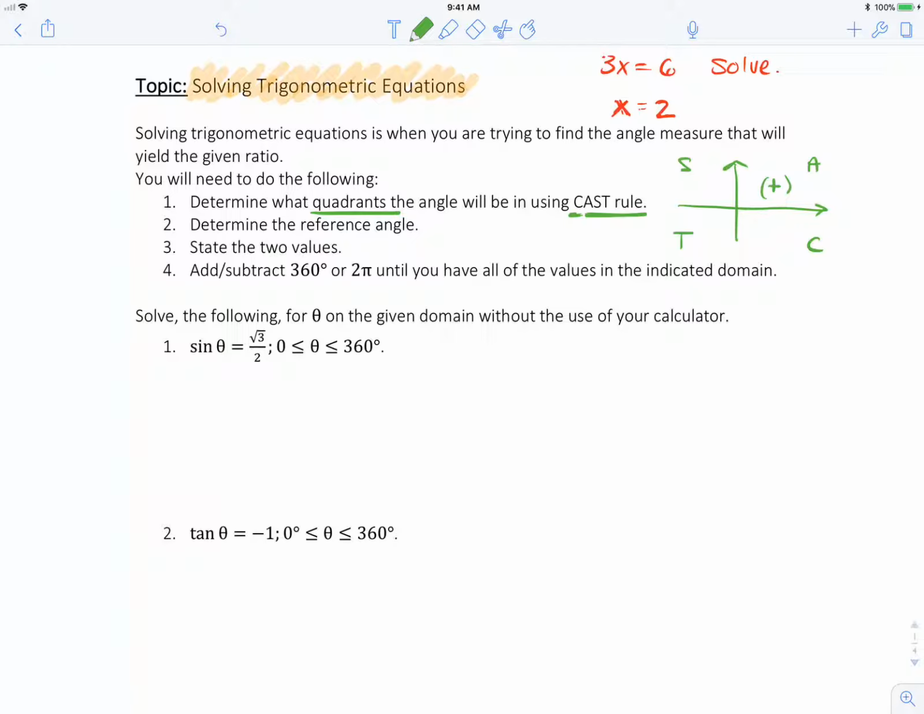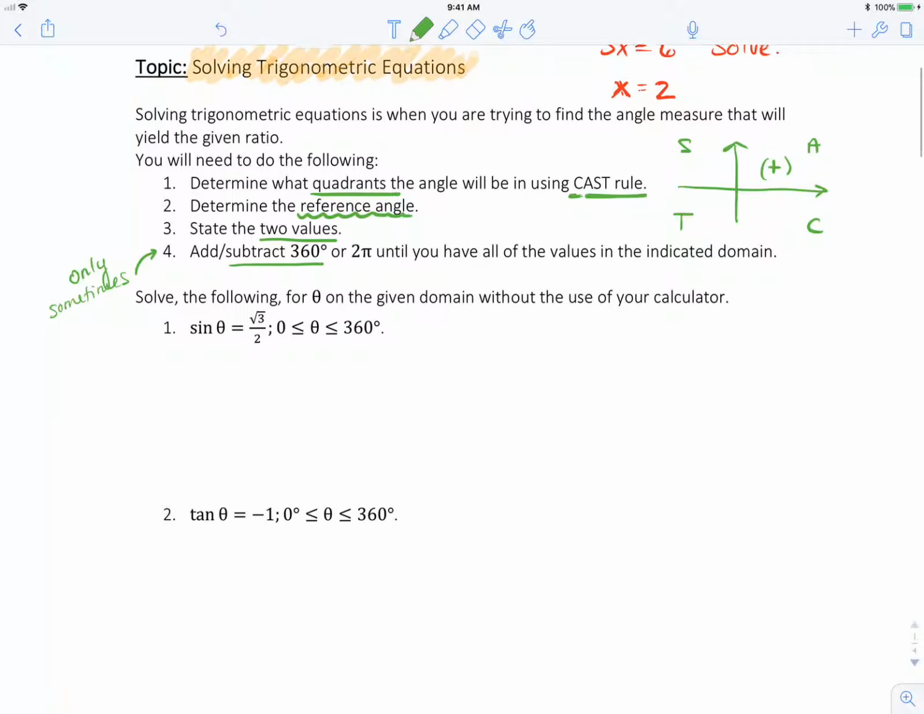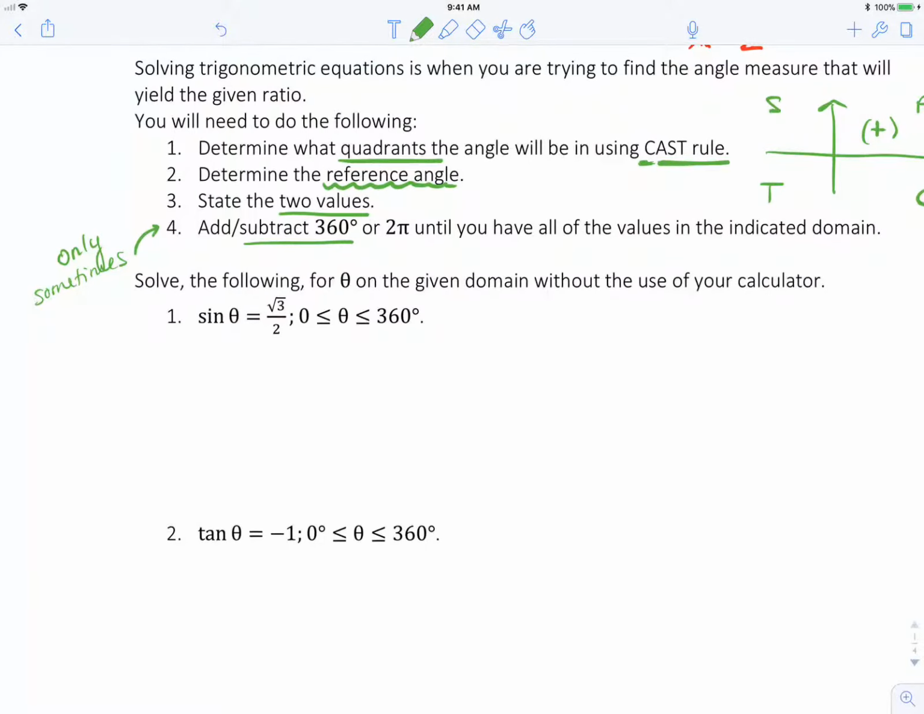The second thing we do is we figure out what is the reference angle, and then we look to see if there are 2 or possibly more values. That comes from the last part: if we need to add or subtract 360. This is only sometimes. We check in the question to see when we have to do that or when we don't have to do that. Okay, so here's the first question that we're going to do.